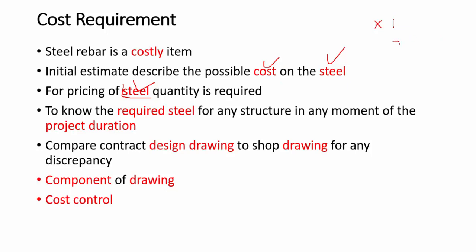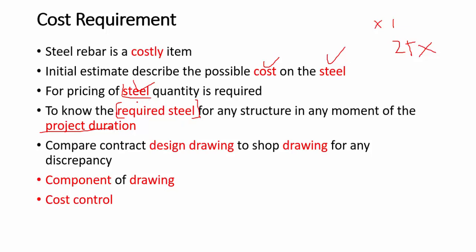Once we get that this is 2 ton of steel, then we can multiply it into the prices, so we will get the price of the steel, to know the required steel for any structure in any moment of the project duration. Okay, so the requirement of the steel, as you know, on the site there is a limited place, so we need to get the order of the steel after different intervals.